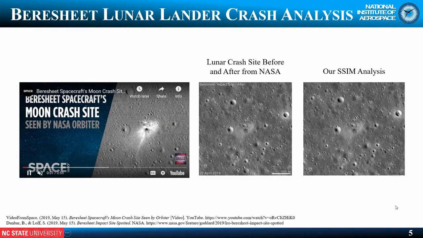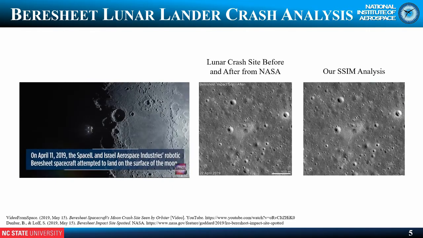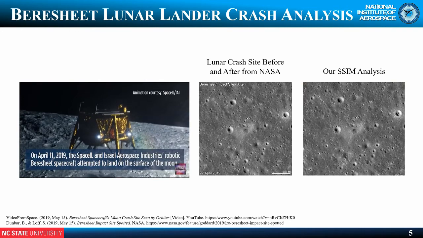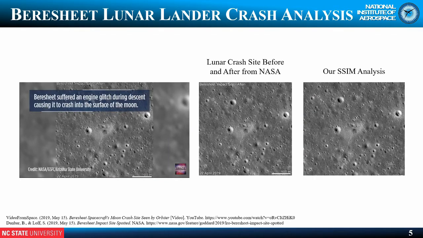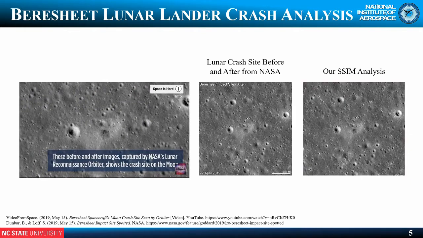For laser speckle photography and laser speckle photometry, the desired properties are identified using correlation algorithms to compare the test frames to a reference frame. To test our prospective algorithm of structural similarity, or SSIM, we processed images from the crash site of Israel Aerospace Industries' lunar lander Beresheet. The crash site was identified much more clearly using our SSIM analysis than in the raw images provided from NASA.